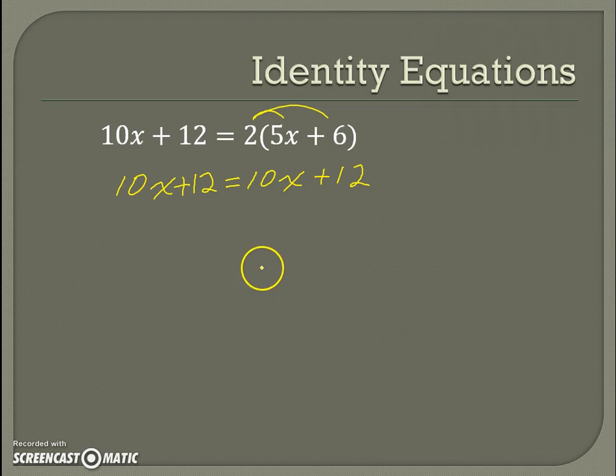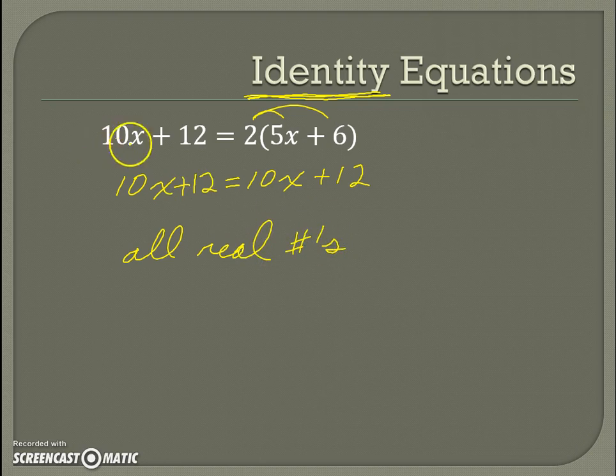Anytime you get the exact same thing equaling the exact same thing, that is called an identity equation. And what that means is that all real numbers will make that true. Any number that you put into this that's a real number, it could be 3, it could be negative 3/2, it could be any irrational number that you pick, is going to make this equation a true statement. So we call those identity equations, and the answers would be all real numbers.